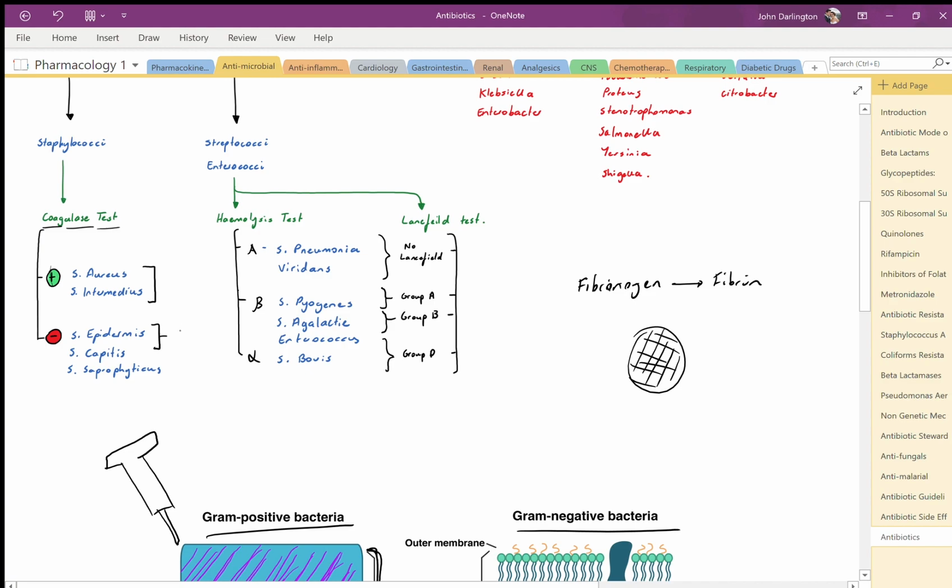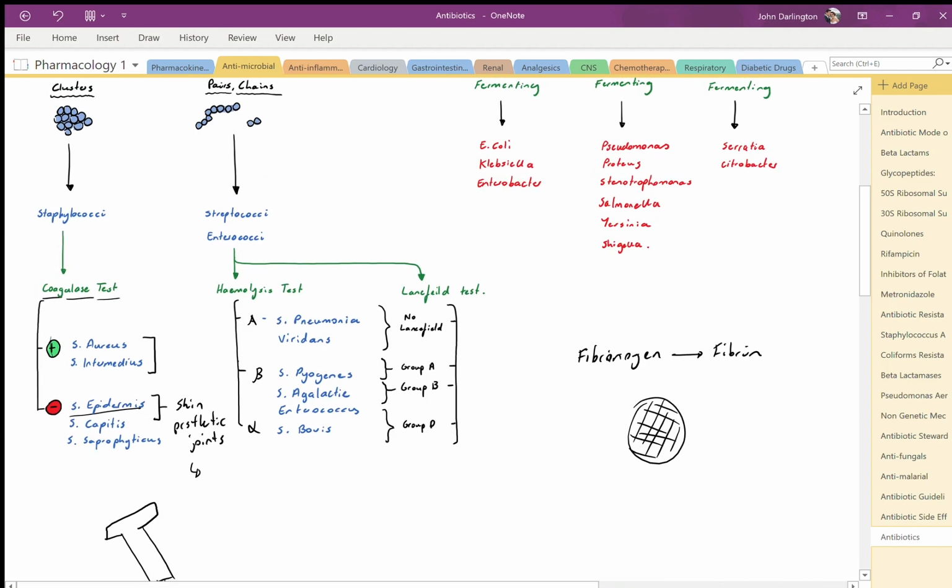It's one that often affects the skin and prosthetic joints. In fact, so much so with prosthetic joints that if you have someone who has one and gets an infection, you actually treat them as if they have Staph epidermidis because it's so likely to be that.